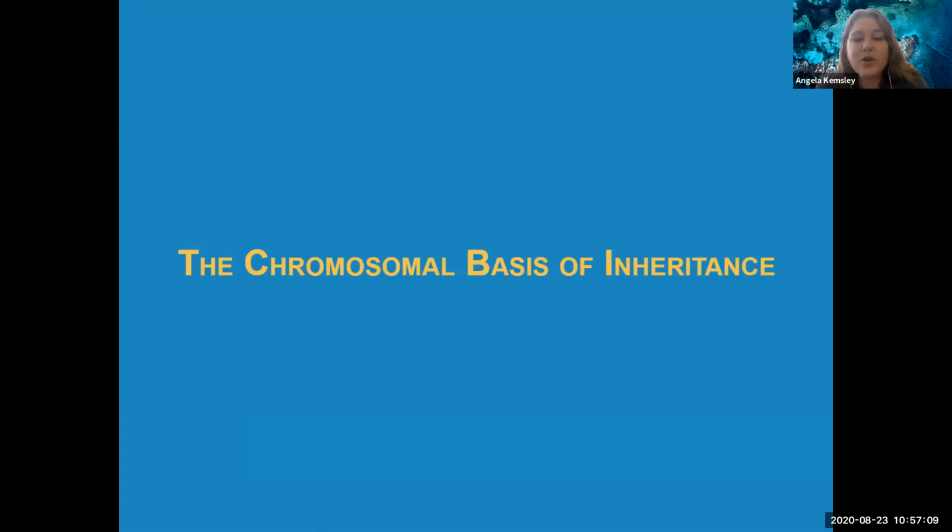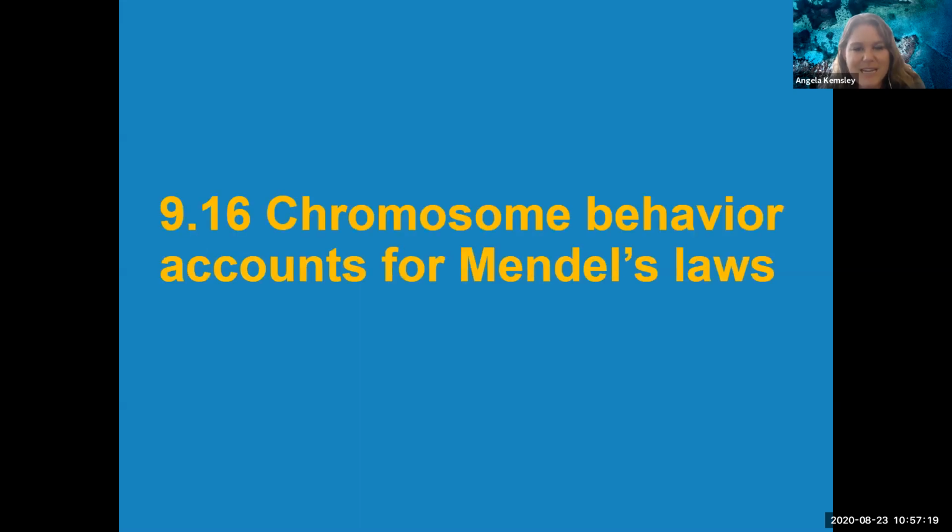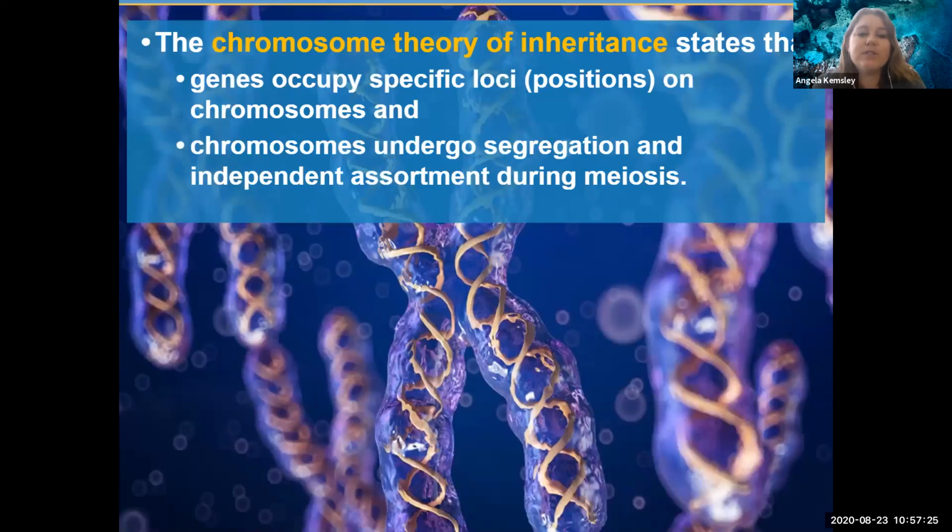All right, so the chromosomal basis of inheritance. Think back to, was it last week we were talking about chromosomes? So you know about chromosomes. Let's talk about the chromosomal basis of inheritance. Chromosome behavior accounts for Mendel's laws. The chromosome theory of inheritance states that genes occupy specific loci or positions on chromosomes, and chromosomes undergo segregation and independent assortment during meiosis.